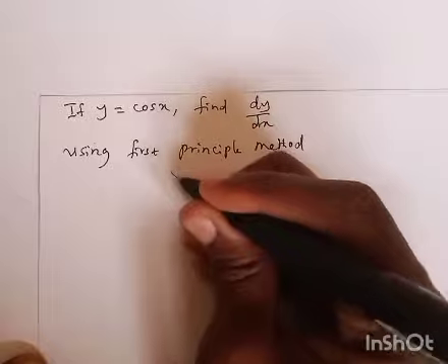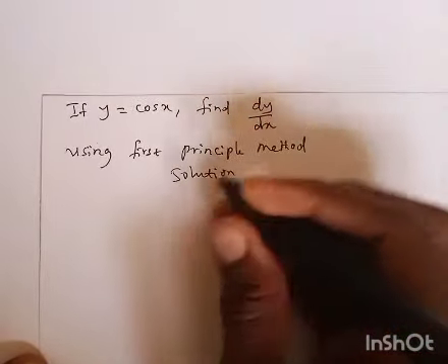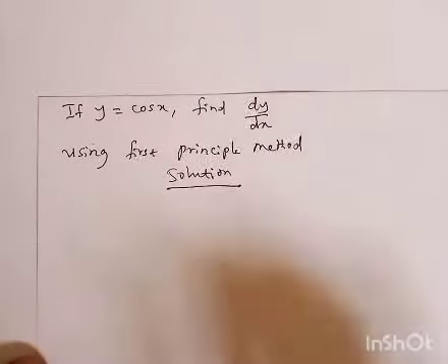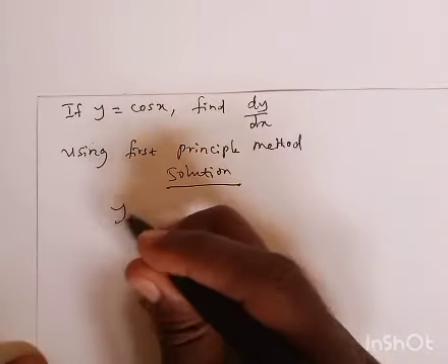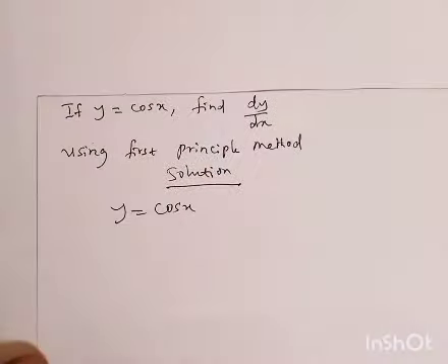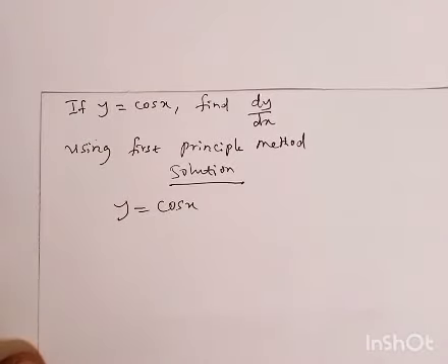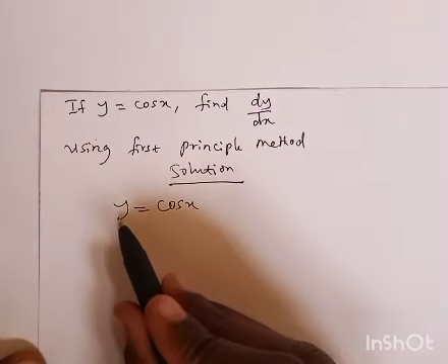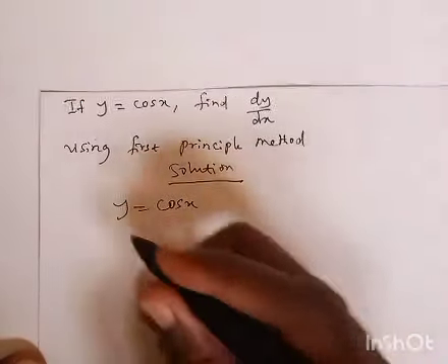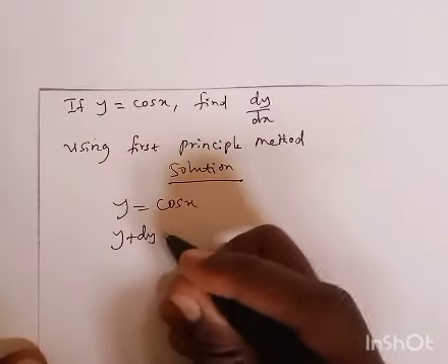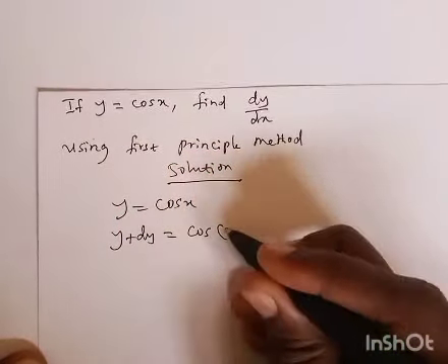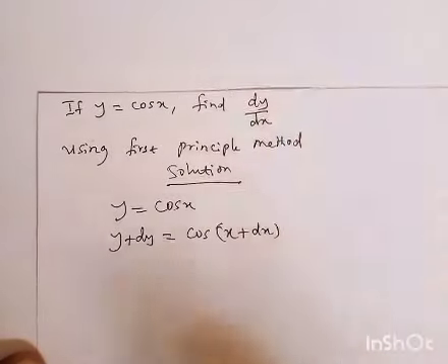First of all, we say solution. Now from there, we rewrite the equation given. We have y equals cos x. If you can recall our previous videos, when you are applying first principle method, wherever you see y, you add dy, and wherever you see x, you add dx. So here we add dy, and here we add dx. So we have y plus dy equals cos of, instead of x now, x plus dx.